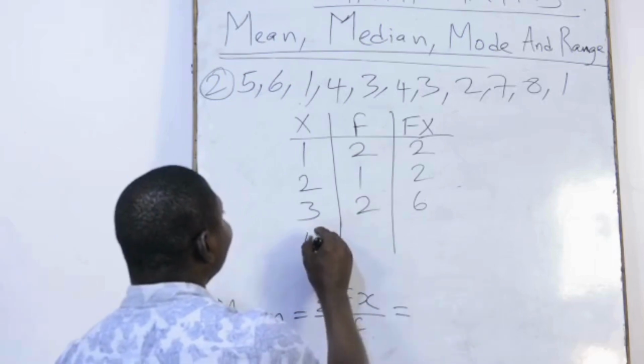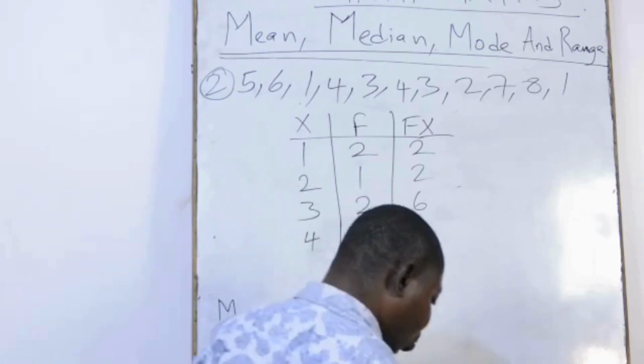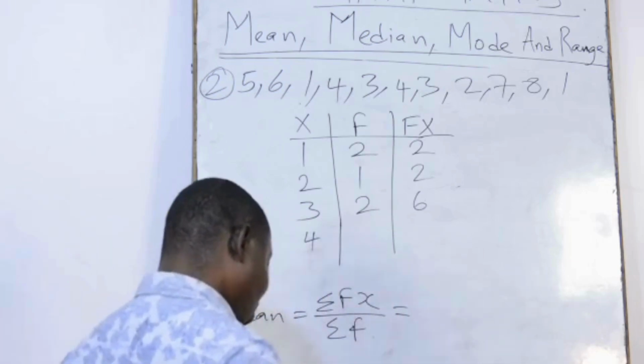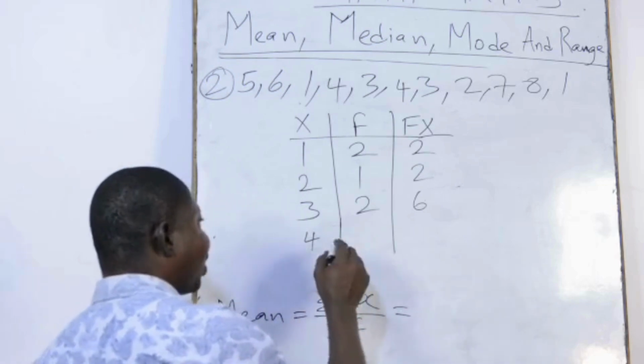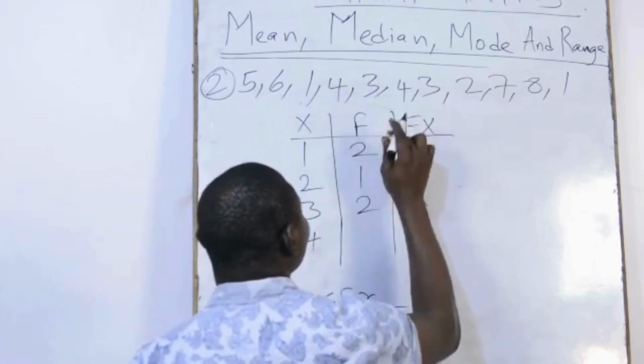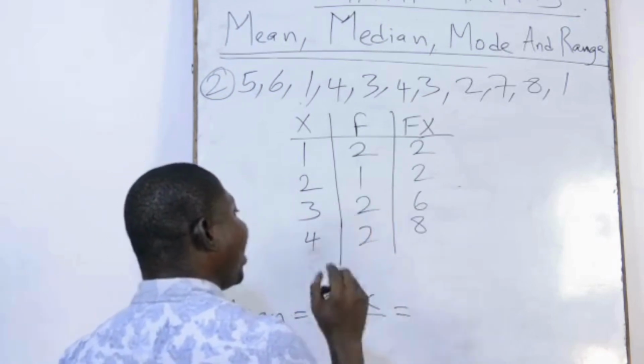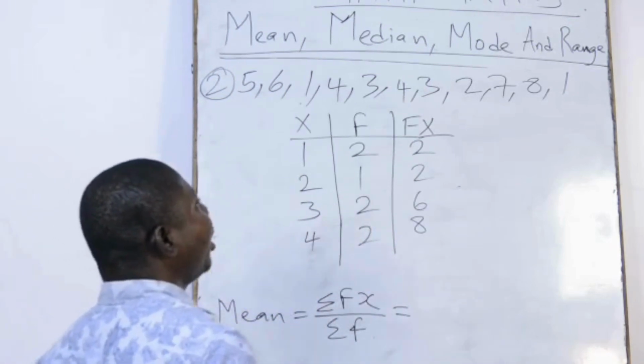Then 4. Let's check 4. So 4 also can give us 1, 2. So 2 times 4, that will give us 8.